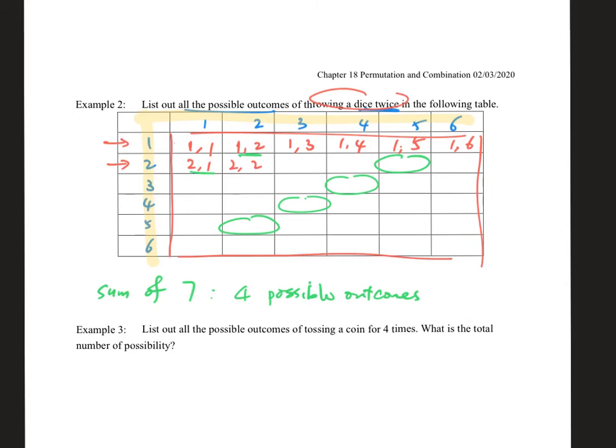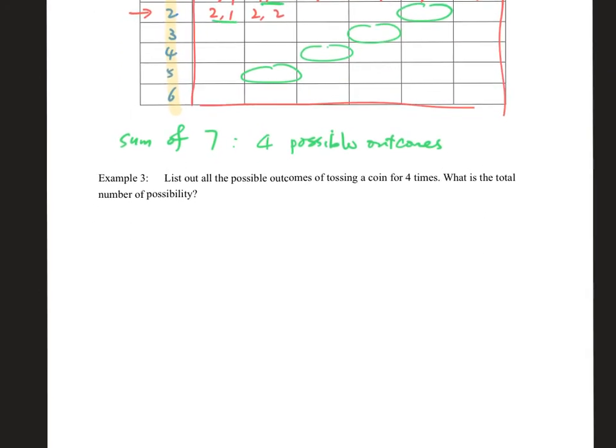So for example, like example 3, you are going to list out all the possible outcomes of tossing a coin 4 times. In this case, you can consider it like head, tail, head, tail, head, tail, and so on for 3 times, 4 times, etc. I don't write the details for you. But the question this time is not asking you to write all. Still, you need to list out the results. So I leave it as your own work.